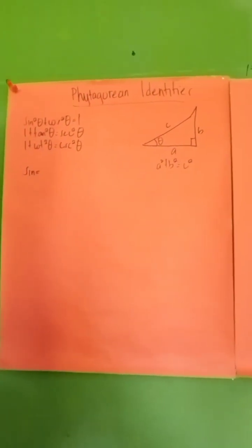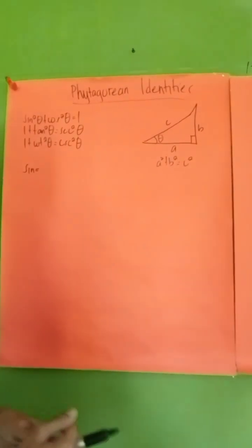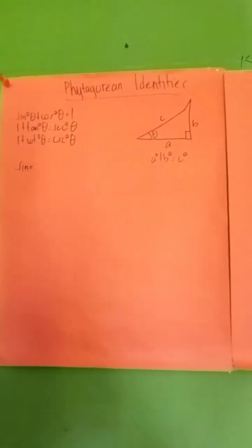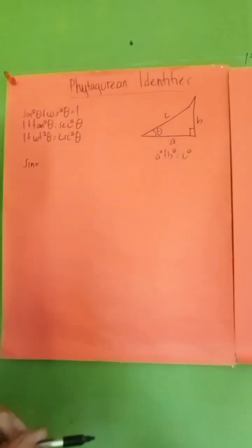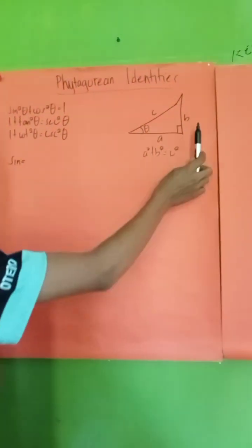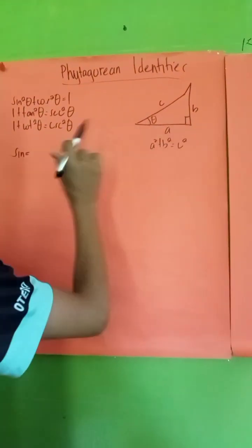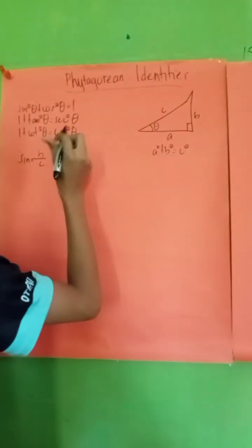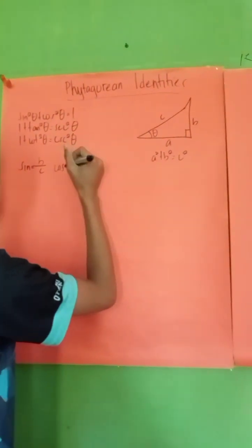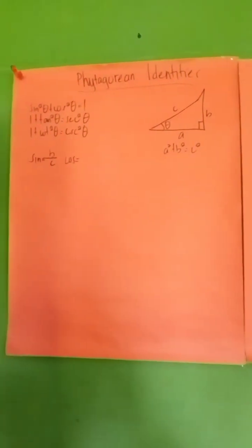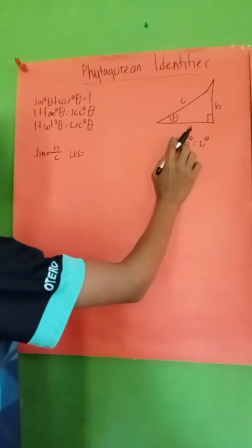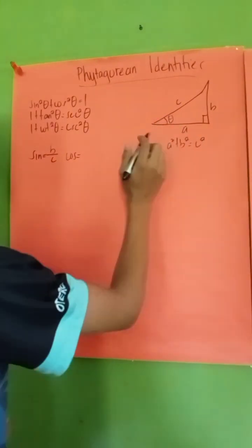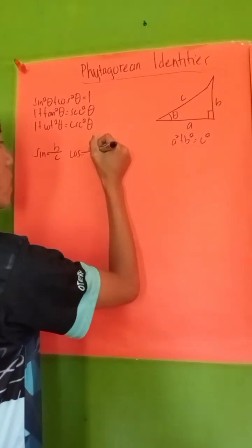First, we get the trigonometric functions of sine and cos. Sine is equal to opposite over hypotenuse, so we have here the opposite b and the hypotenuse c, so sine is equal to b over c. For cos, it is adjacent over hypotenuse. The adjacent is a and the hypotenuse is c, so we have a over c.